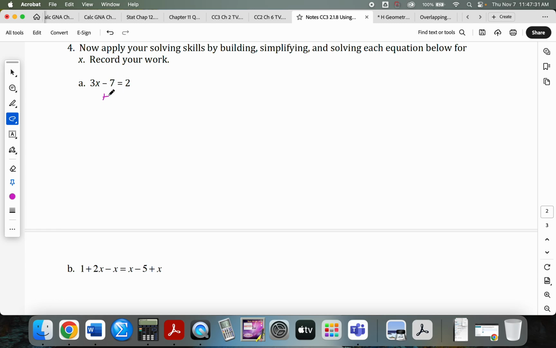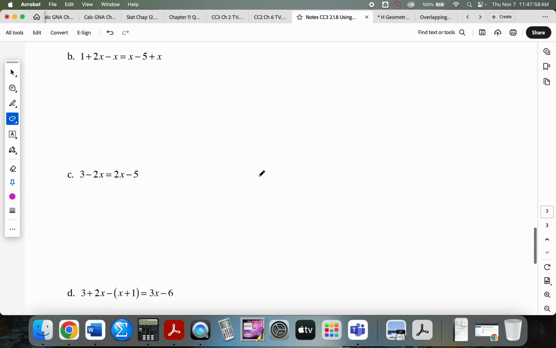So I'm going to add 7 unit tiles to both sides. So now I've got 3x, bless you, is equal to 9. Divide that into 3 equal parts, and then x has got to be equal to 3. All right, let's go on.